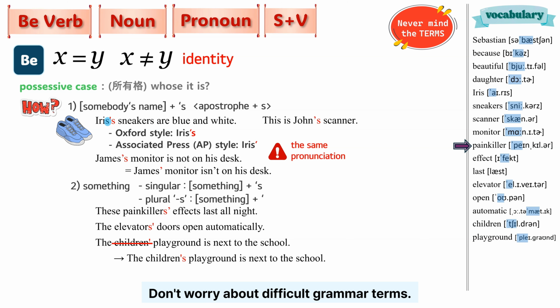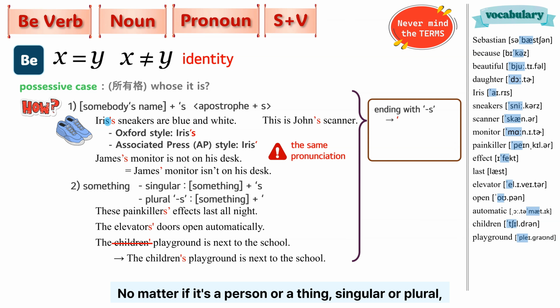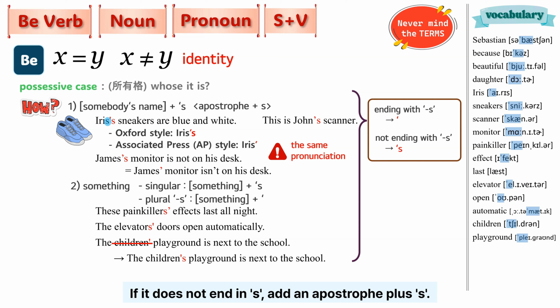Don't worry about difficult grammar terms. It may look complicated, but we can sum it up very simply. No matter if it's a person or a thing, singular or plural, if the word ends in S, just add an apostrophe. If it does not end in S, add an apostrophe plus S. That's really all you need to remember.